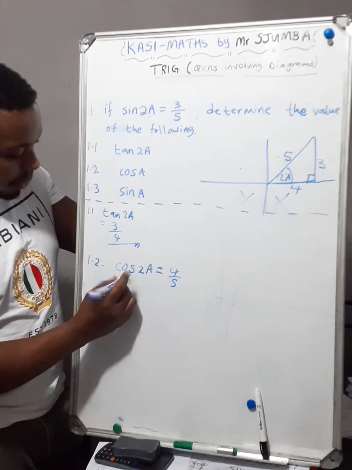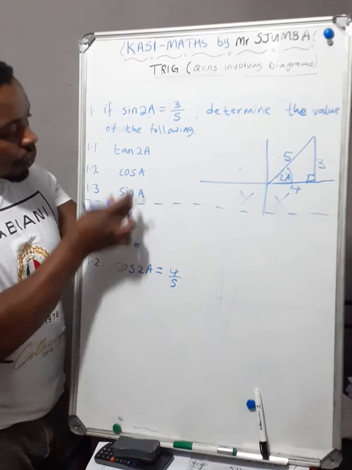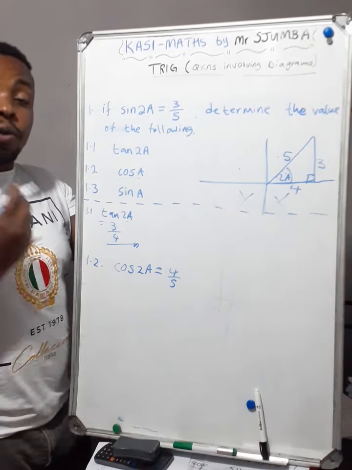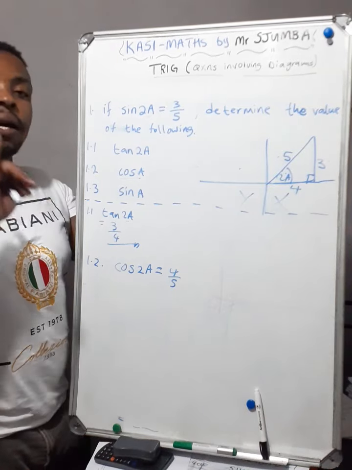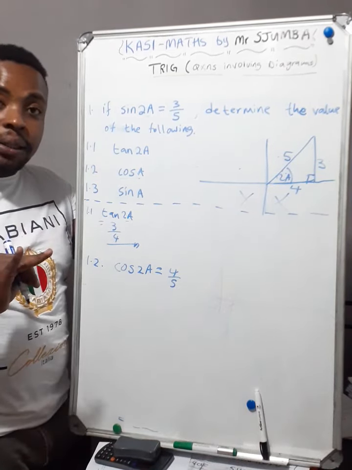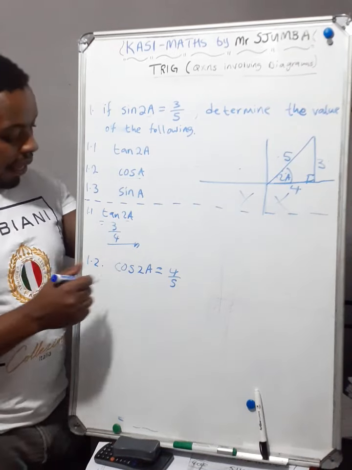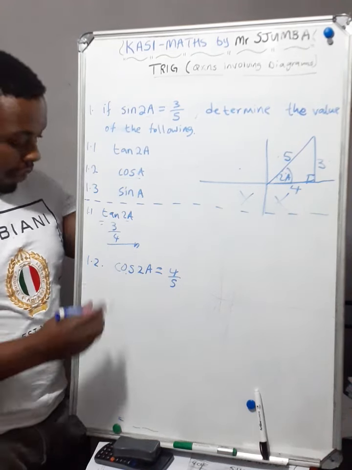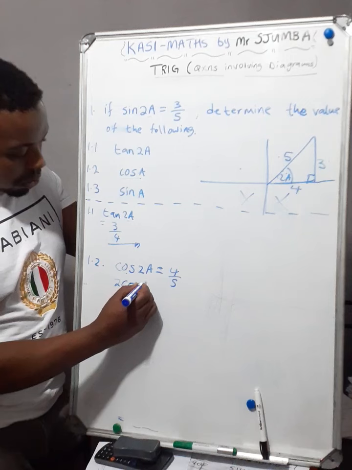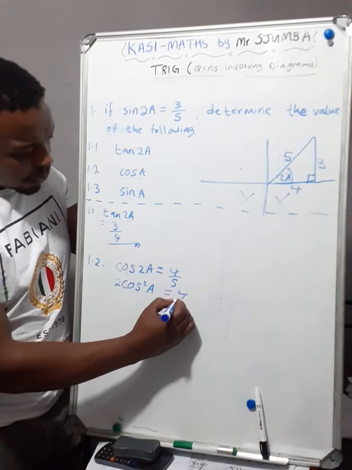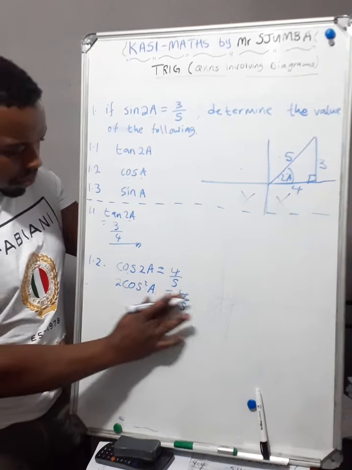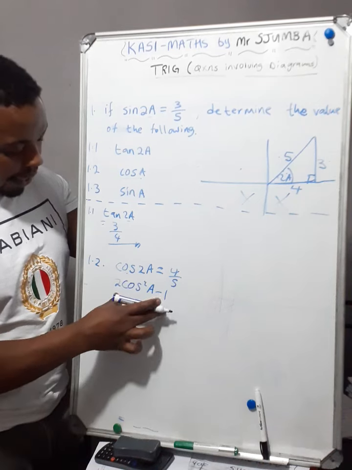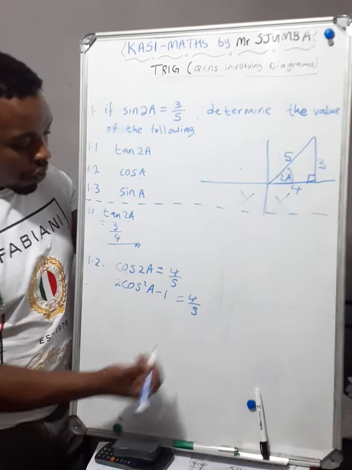Okay, so cos 2A, this is a double angle of cos. Since we're looking for cos A, we must change the double angle so that it has only cos. The double angle of cos is cos squared minus sin squared; that has cos and sin, we don't want that. Another double angle of cos is 1 minus 2 sin squared A. This one has sin, we don't want it. Then what we want is 2 cos squared A minus 1, the double angle of cos, which equals 4/5.